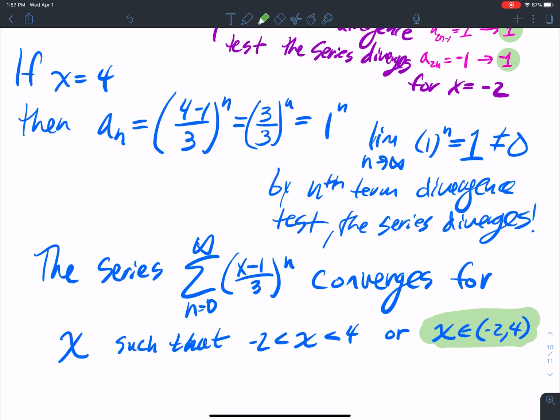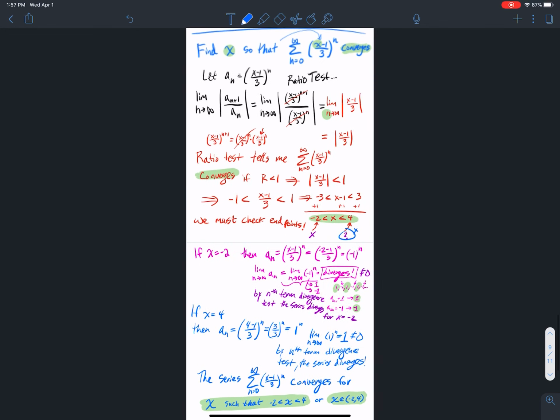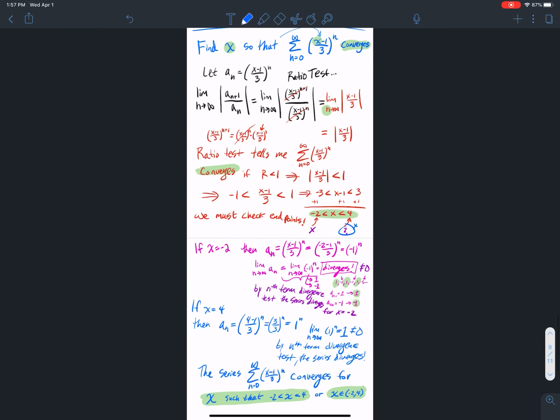Either way I will accept that. You just pick which form you want to write it in and go from there. Okay, so that's an example of things to come, so hopefully that makes sense to you. All right, guys, good luck.